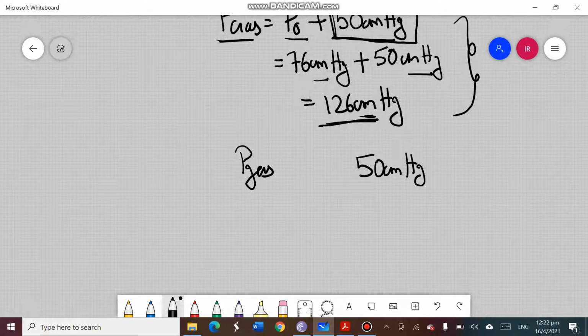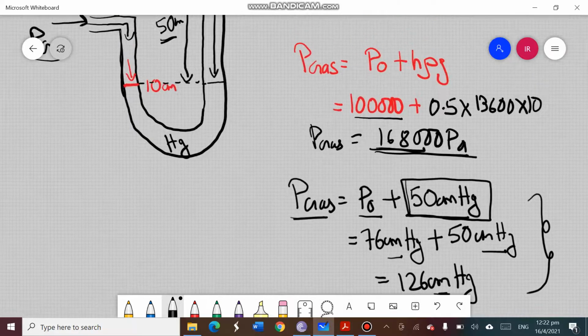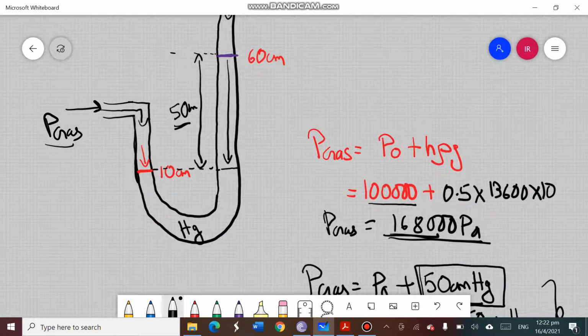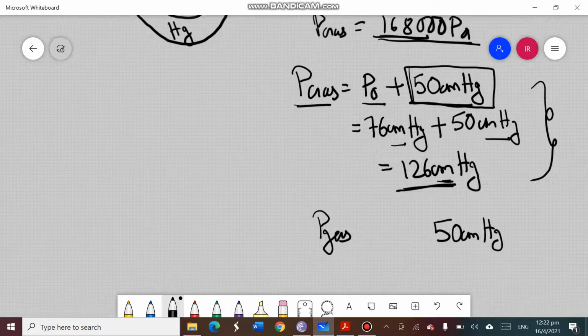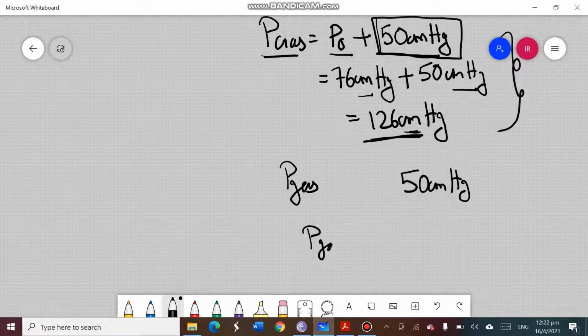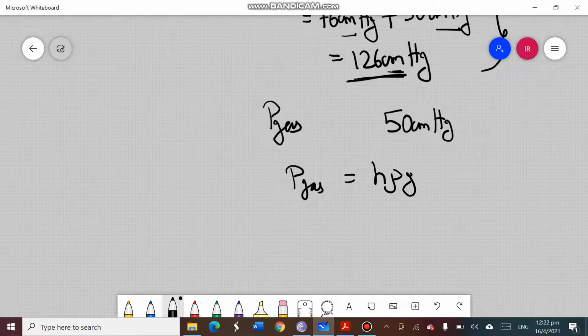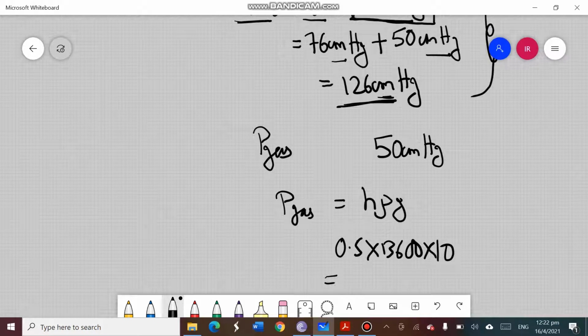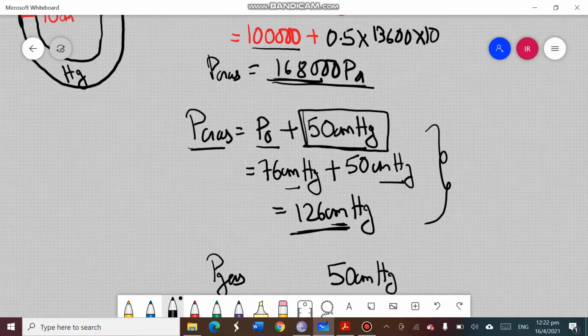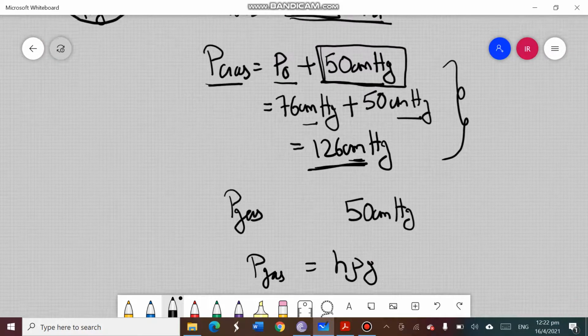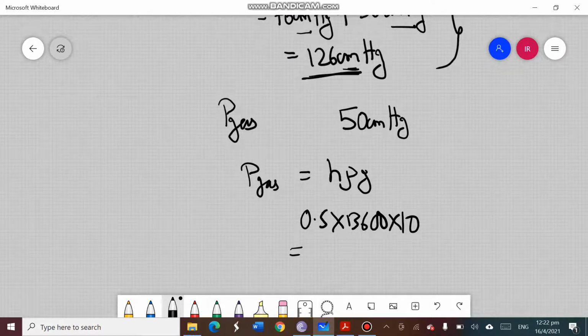And if the question had asked you what is the pressure above atmospheric pressure in Pascal, you simply would have done this. The pressure due to the gas supply above atmospheric pressure is h rho g, where again you would have taken h as 50 centimeter, which means 0.5 into 13,600 into 10, and that would have given you the extra pressure above atmospheric pressure. Okay, so I hope this is clear to everyone. So the answer would have been how much? 68,000 Pascal, I guess, right?